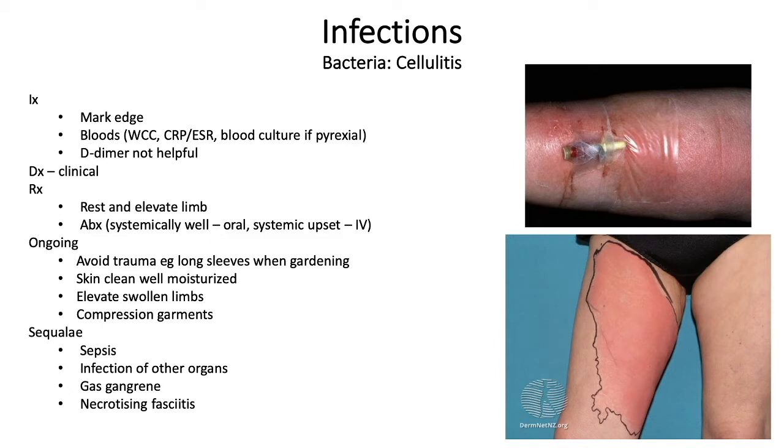In terms of treatment, rest and elevate the limb. This reduces swelling. You can use compression stockings, cold packs and analgesia. Wound care is needed. And antibiotics to treat the infection. If they're systemically well, oral, or if they're systemically unwell, IV. And local guidelines direct the antibiotics to use.